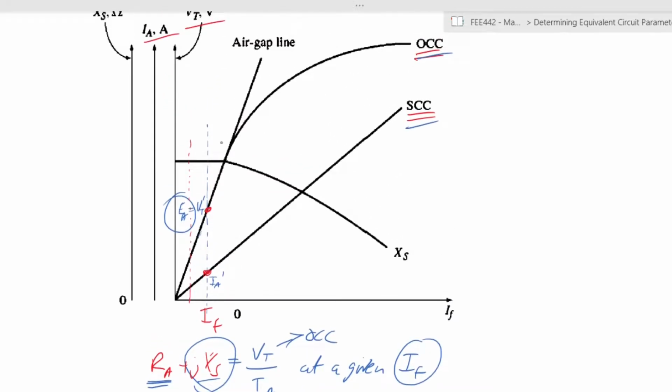Bear in mind, synchronous reactance is only valid in this particular range, this line that is here. Beyond the saturation point, your value of synchronous reactance now changes. You can see it here. So this method is only usable in that range. But generally, you would use your generator within that range.